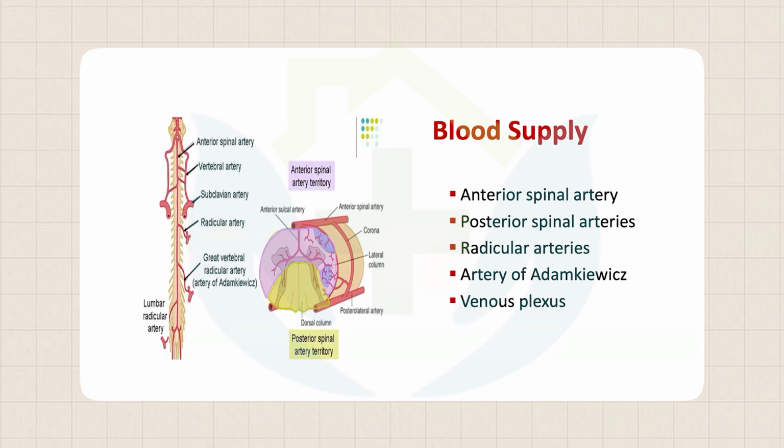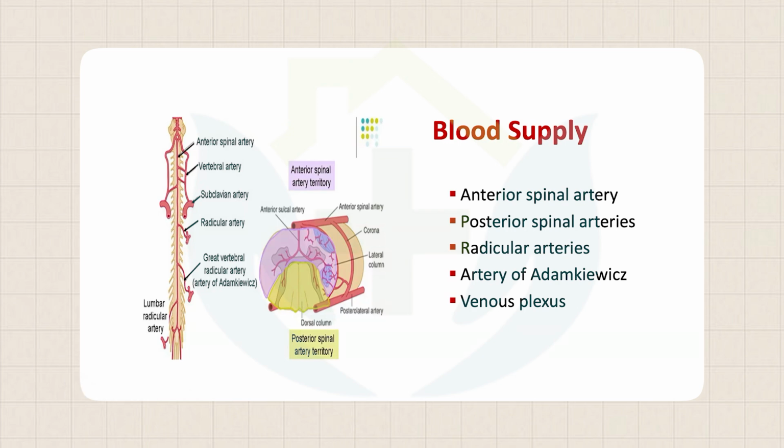For example, it is a branch of vertebral artery, subclavian artery in the initial part. Then it is a branch of the great radicular artery. So it is a branch at different levels. It arises from different sections. And posteriorly, we get two posterior spinal arteries.